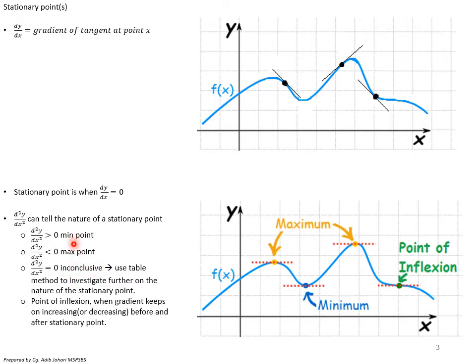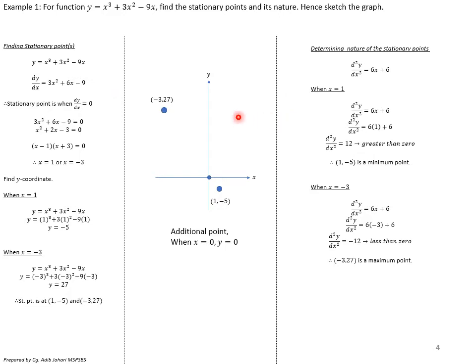So how do we find the nature? You have to investigate further using a table method, which we will do in the next example. So just have a read and try to understand this. I'm gonna skip this example. I want to explain the next example, which is exactly the same, right?